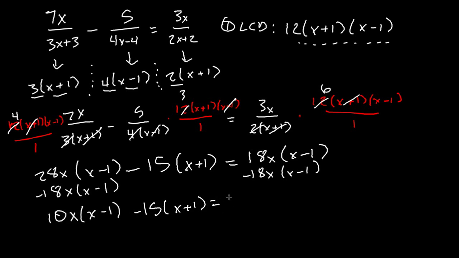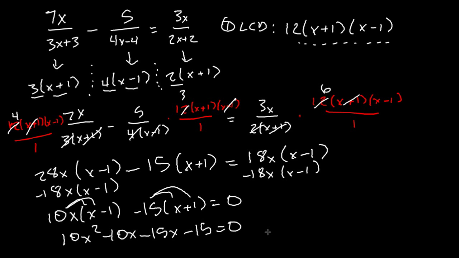And over here, this simplifies down to 0. Well, this, we're going to distribute. Distribute both. So we've got 10x squared minus 10x, and then we've got minus 15x minus 15 equals 0. Well, if we combine like terms, that gives us 10x squared minus 25x minus 15 equals 0. This is just a quadratic equation that we can factor.